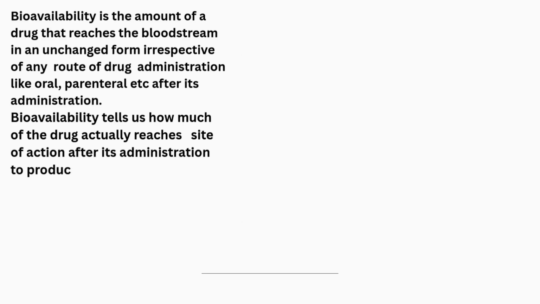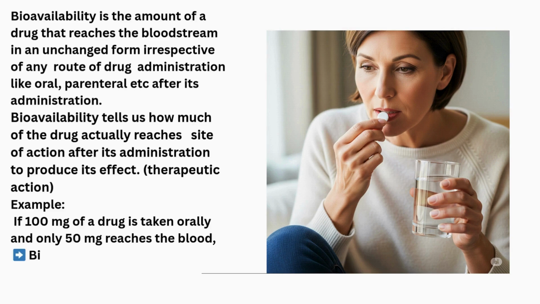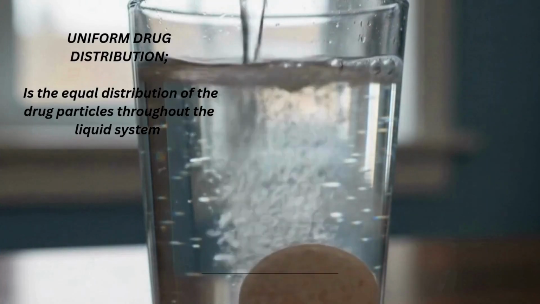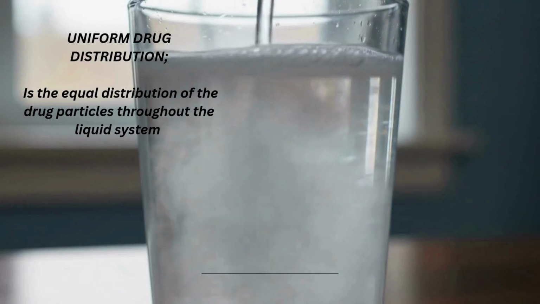For example, if 100 mg of the drug is taken orally and only 50 mg of the drug reaches the blood circulation and reaches the site of action, then the bioavailability of the drug is 50% only. Uniform drug distribution is the equal distribution of the drug particles throughout the liquid system.